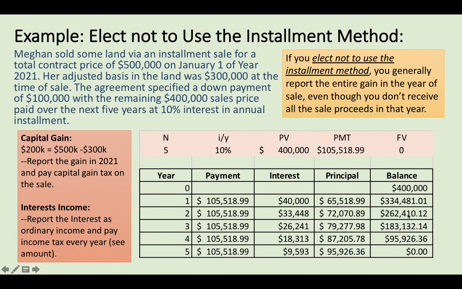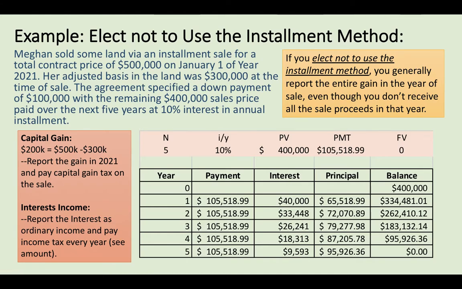So the balance is reduced by this amount. As this goes, exactly in year 5, the buyer is going to pay off the entire $400,000. So you can see this is their interest. Each year you have to pay income tax on the interest.